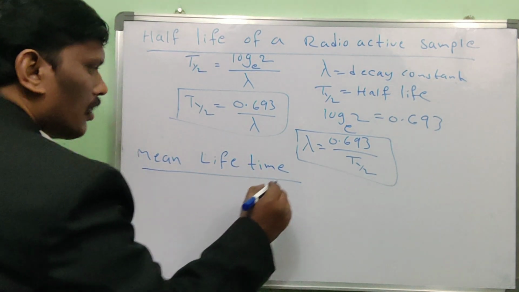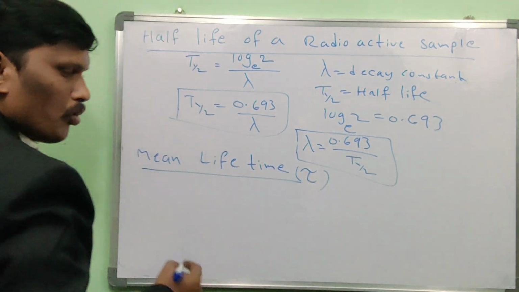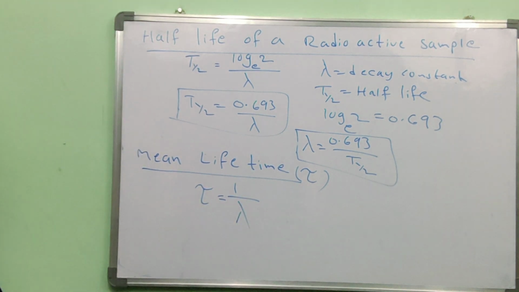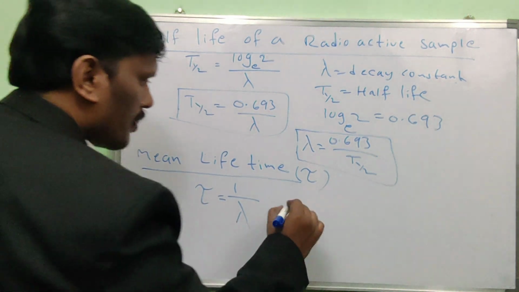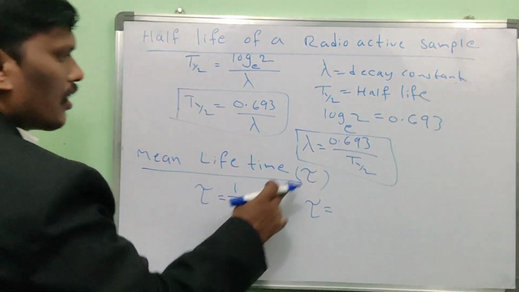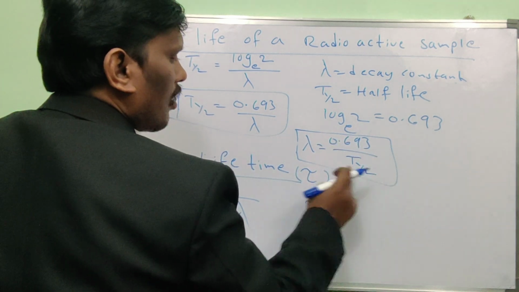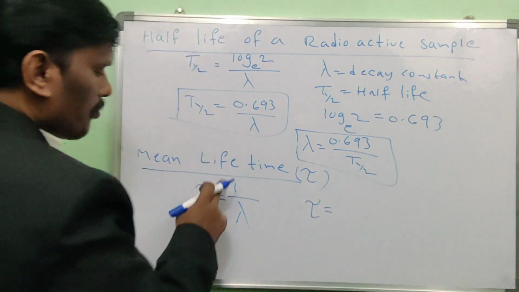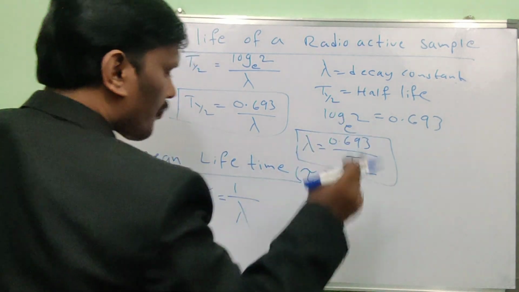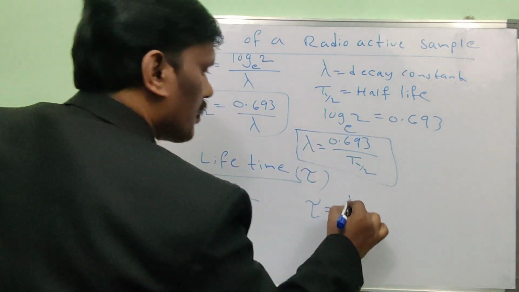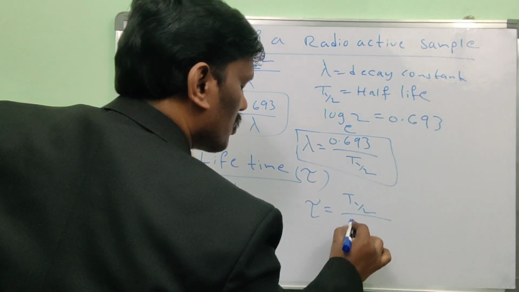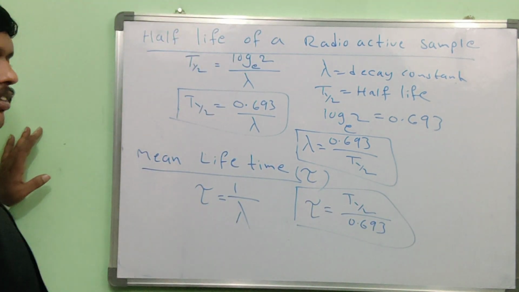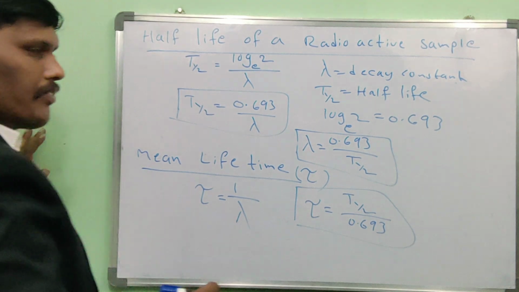Then what is the mean life? Mean life is generally represented with the symbol tau. Tau, the mean life, is equal to the reciprocal of the decay constant. That means tau is equal to 1 by lambda. Lambda means 0.693 by T half, so 1 by lambda means reverse: T half by 0.693. By using this formula, if you know the half-life, substitute here and you are going to get the mean life of a given sample.